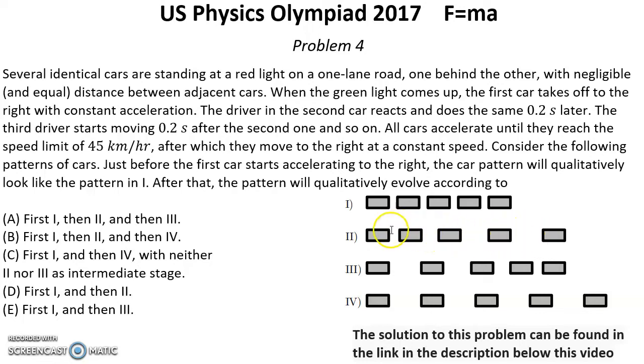the distance between cars is always increasing. The third row is not good because the distance will decrease between the first and second car, and between the second and third car. And row 4 is good because this is the final position when all cars are moving with a constant speed. So the first, second and fourth rows are good, which is answer B. This was the solution for problem number 4.